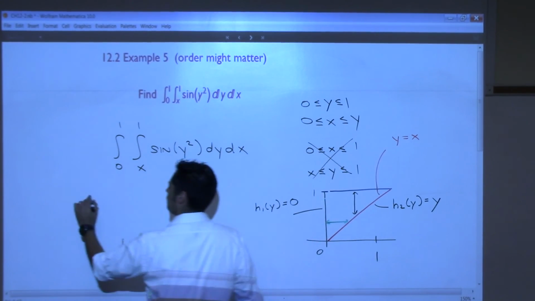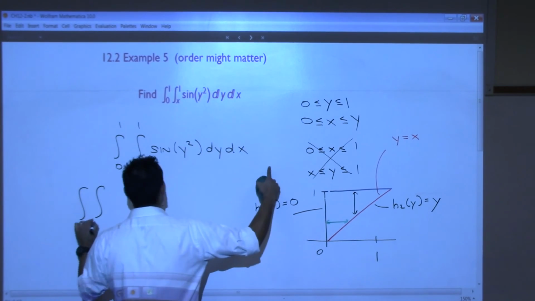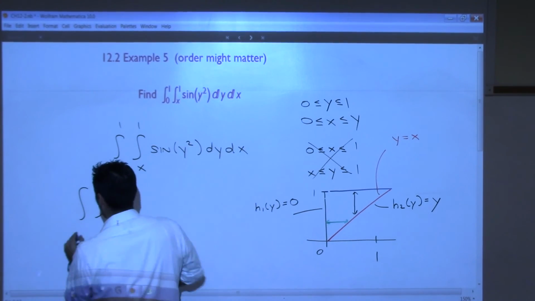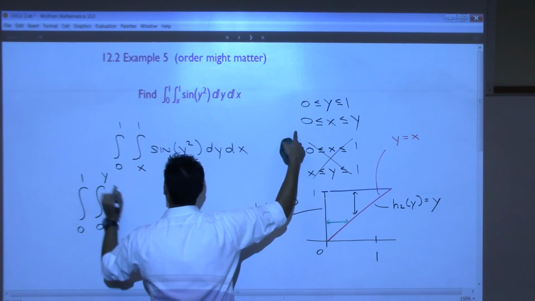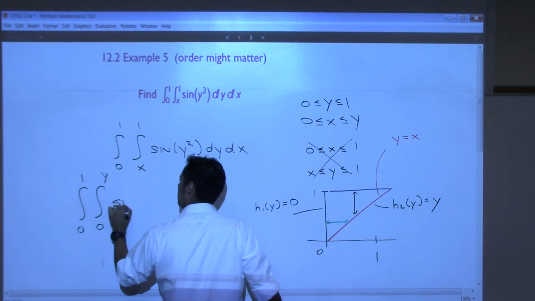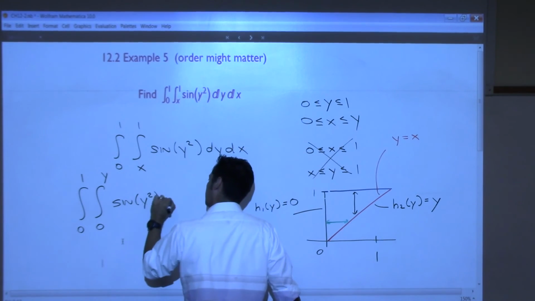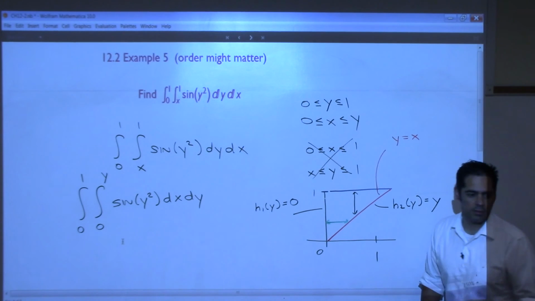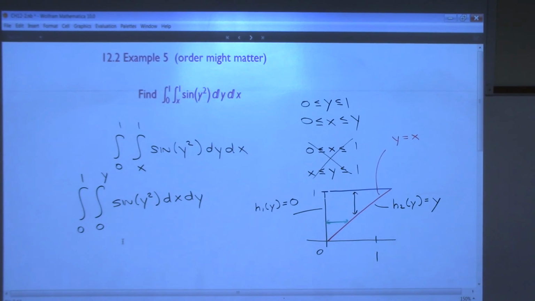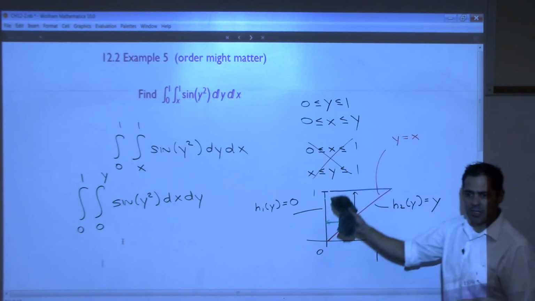Switch this over: double integral, 0 to 1, 0 to y, and then the same integrand, switched to dx dy instead of dy dx. And this one I'm not going to dot dot because I want you to actually see it happen. Any questions on how I switch this?